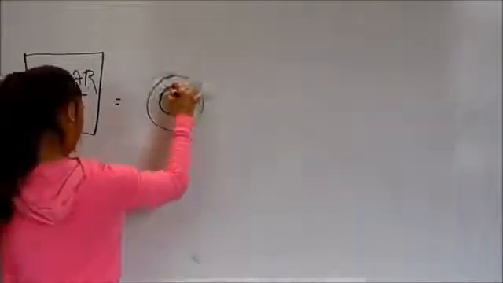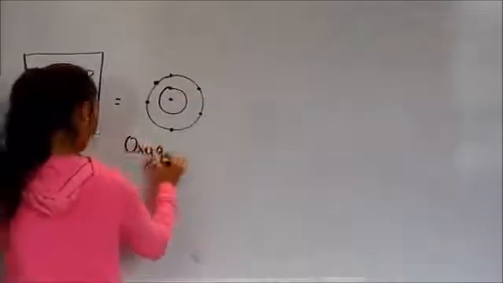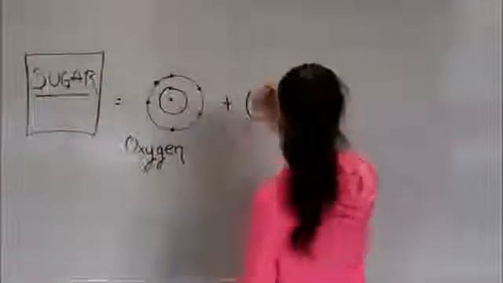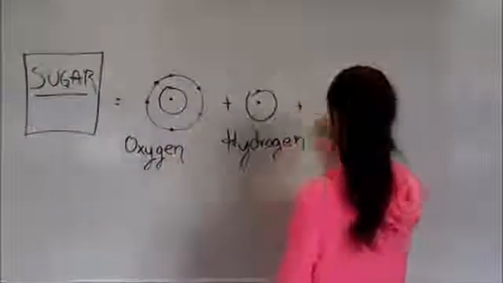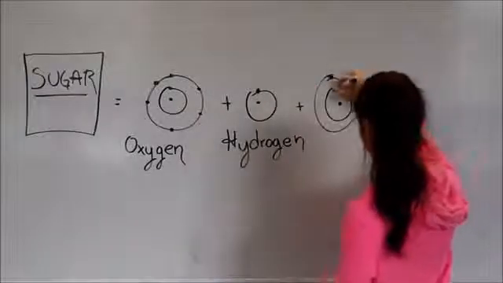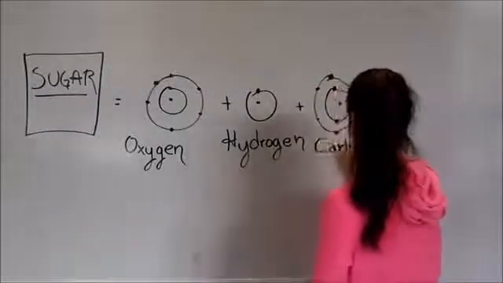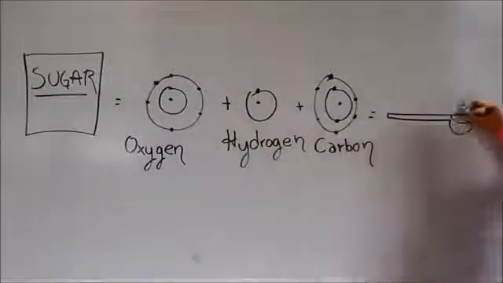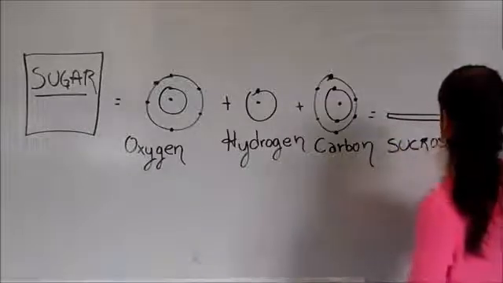Sugar is composed of covalently bonded oxygen, hydrogen, and carbon atoms. The type of sugar we will be focusing on is sucrose, commonly known as table sugar. The formula for sucrose is C12H22O11.